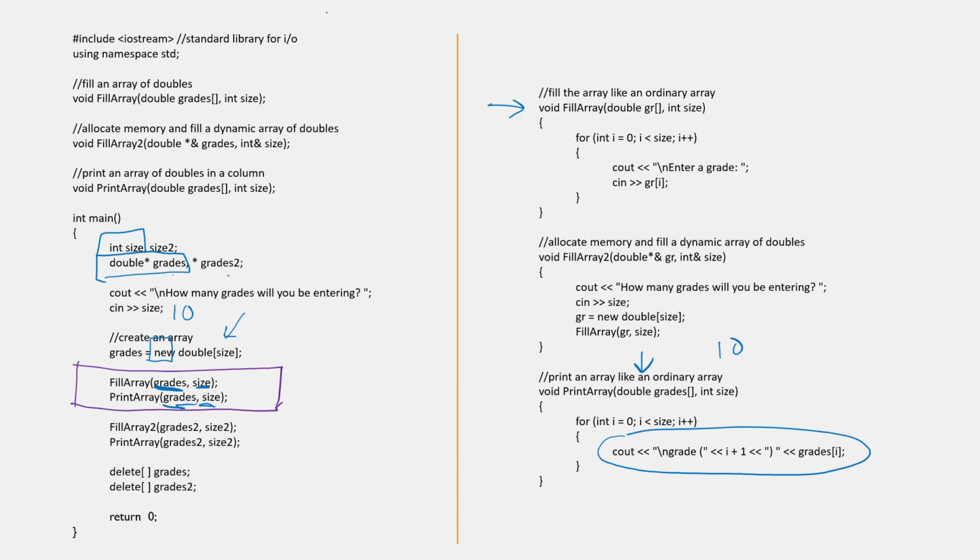Please review arrays. Once you have your dynamic array, you just treat it just like any other array. It's not like you have this dynamic array and then you have to do anything special. What dynamic lets you do is allocate the memory dynamically during execution.